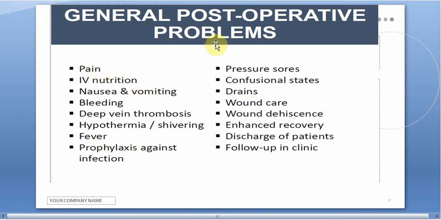In the post-operative period, the patient can have complications like pain, problems in nutrition, nausea and vomiting, bleeding or hemorrhage, DVT, deep vein thrombosis, hypothermia. Because of that, they may shiver. Hyperthermia or fever. They can also have pressure sores or decubitus ulcer, confusion, pain, poor wound care, wound dehiscence or wound evisceration. All of these are some major problems seen in the post-operative period.